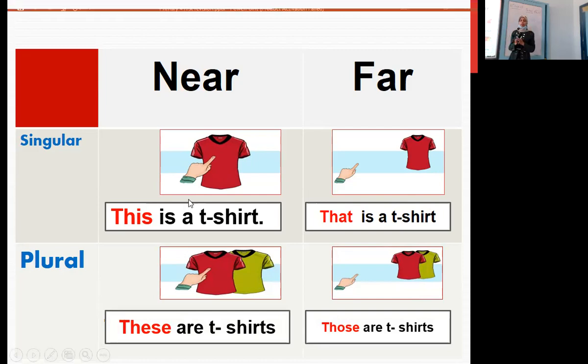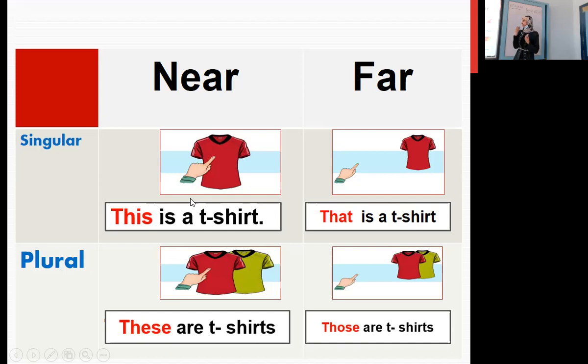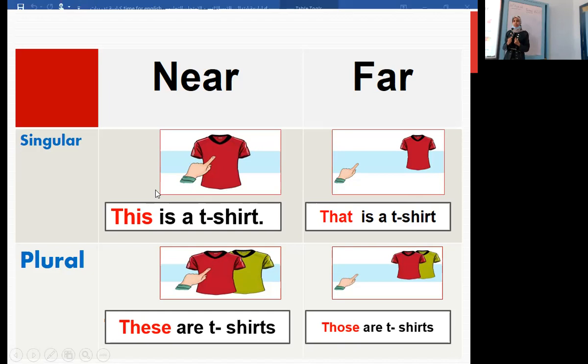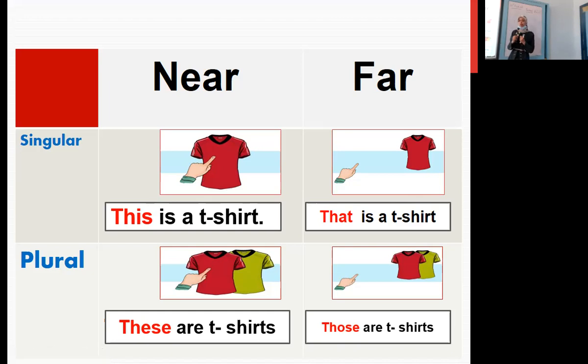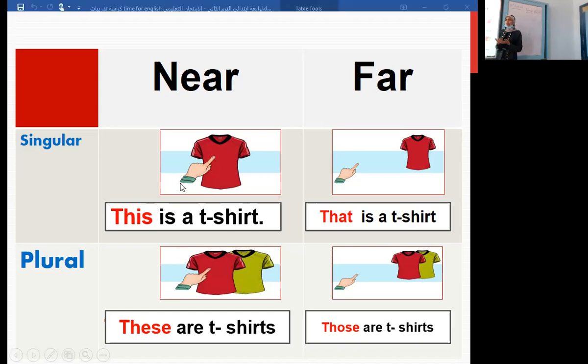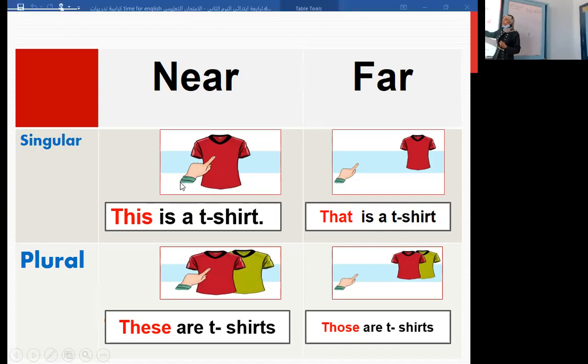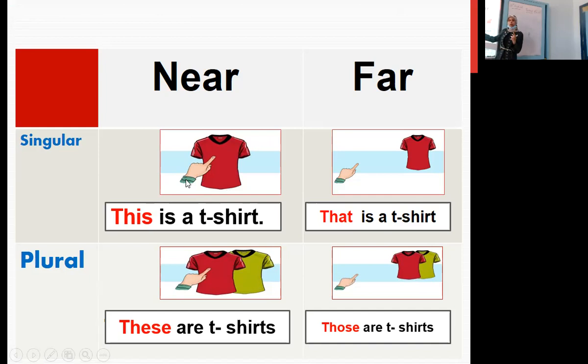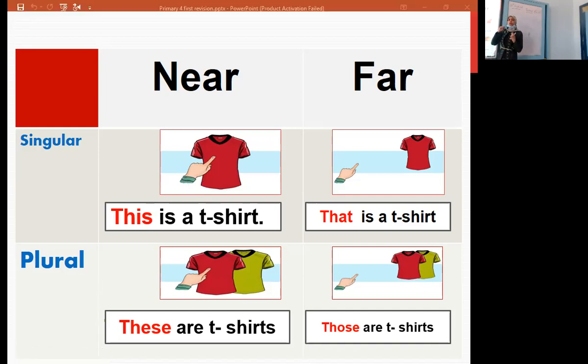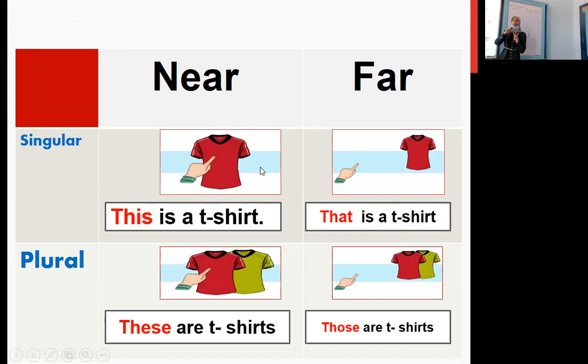So what I want you to remember now is to look first at the thing. Is it singular or plural? Is it far or near? We have to look first at the thing that I'm going to make a sentence about. Singular means one thing, and plural means more than one thing. Maybe two, maybe three, maybe four.